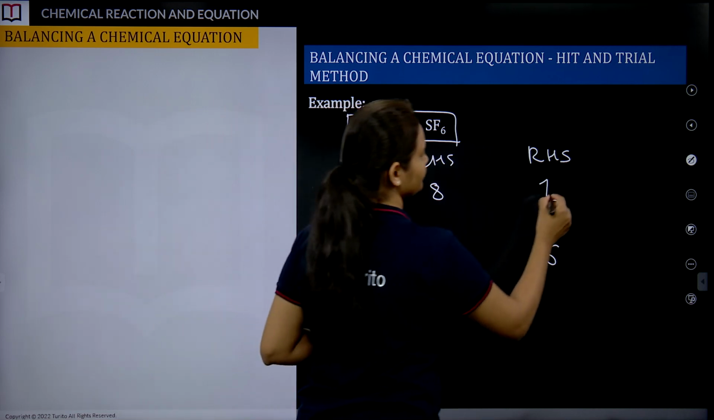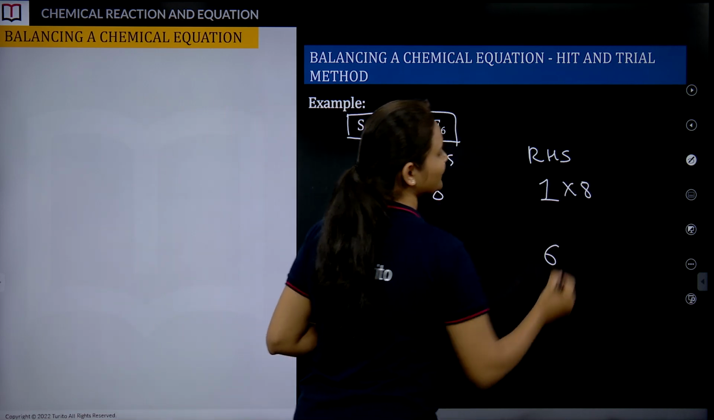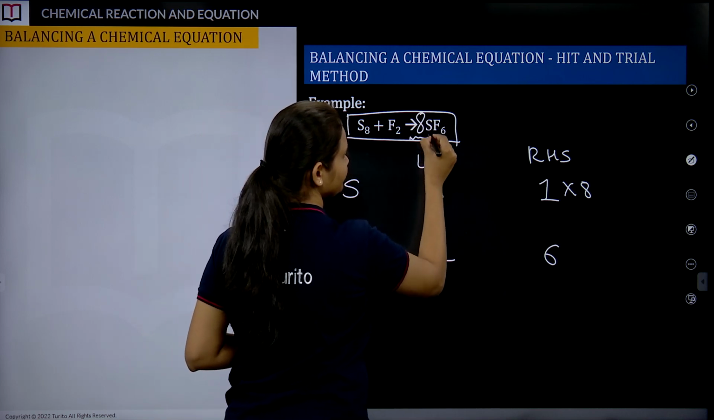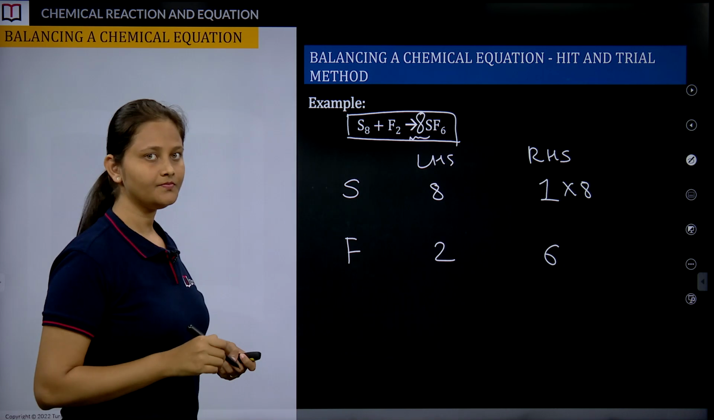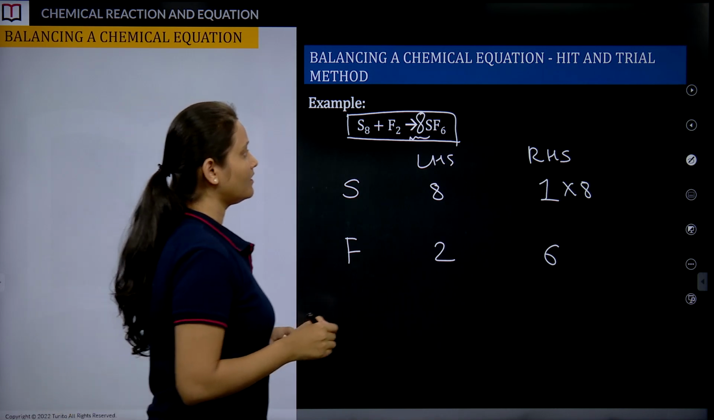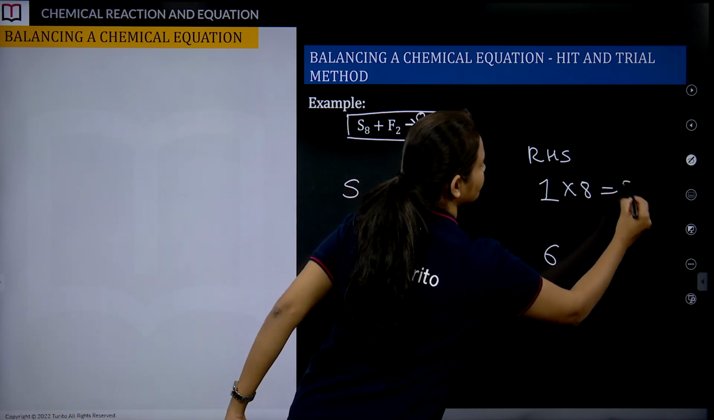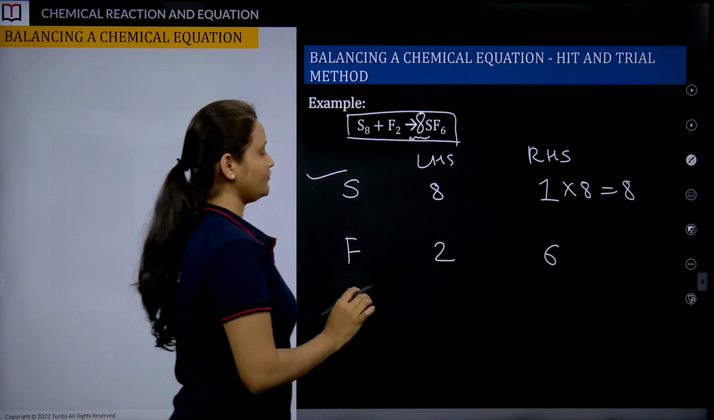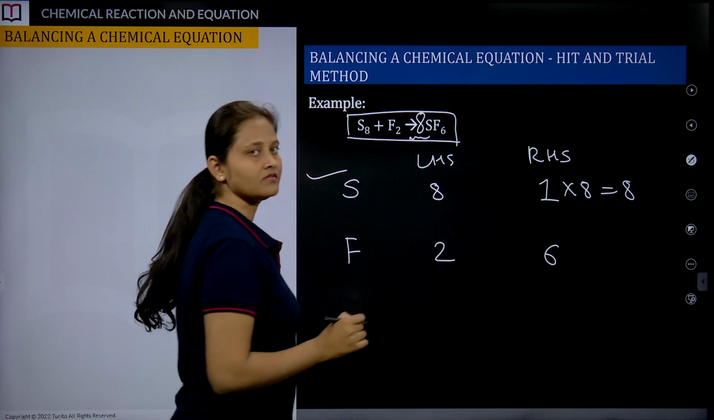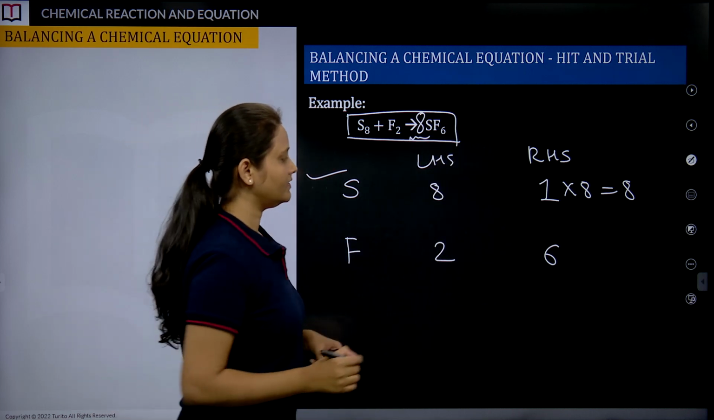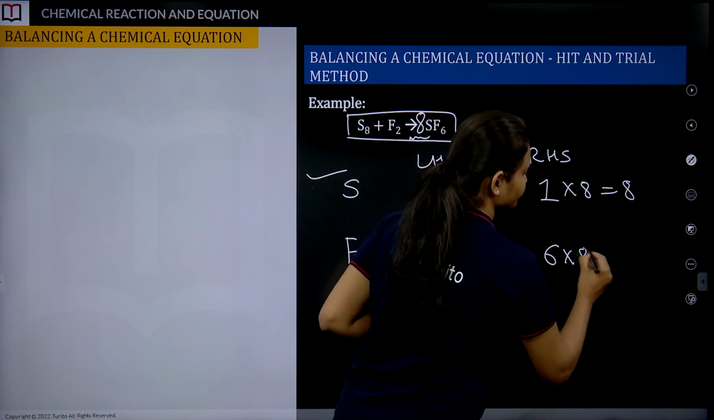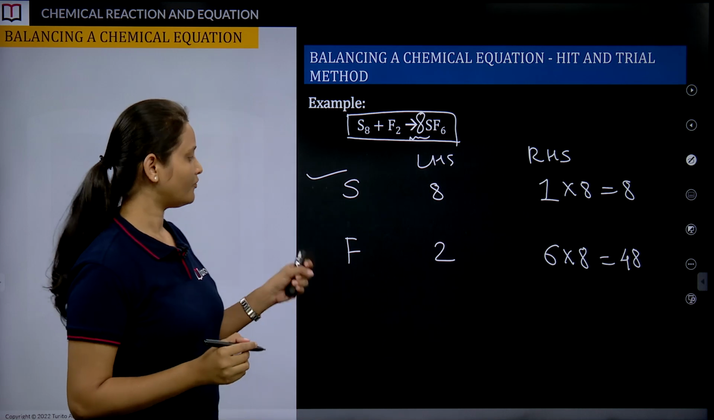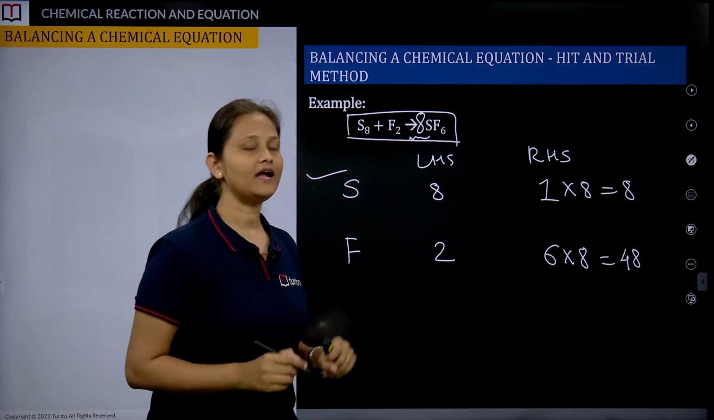So what can get done? Into 8, right? Adding coefficient as 8. Got it? So that becomes your 8S. So now sulfur is balanced. But if we see 8 into 6, 48, right? So now here also we will have to multiply and get the total number of atoms of fluorine which is present on the right hand side.